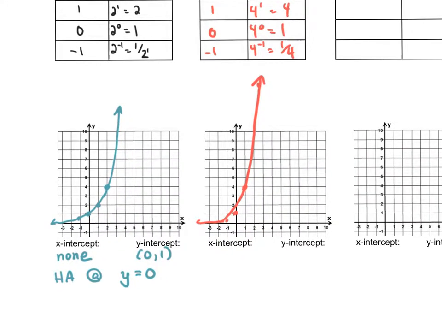Also has some very interesting parts. Again, no x-intercept. This has kind of been a theme. You'll see a theme in all these. The y-intercept, again, is going to be 0, 1. And the horizontal asymptote is going to be at y equals 0. Now, these will eventually change, but for these first couple, nothing crazy.